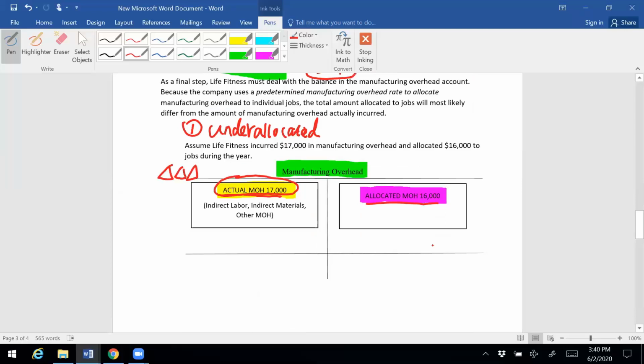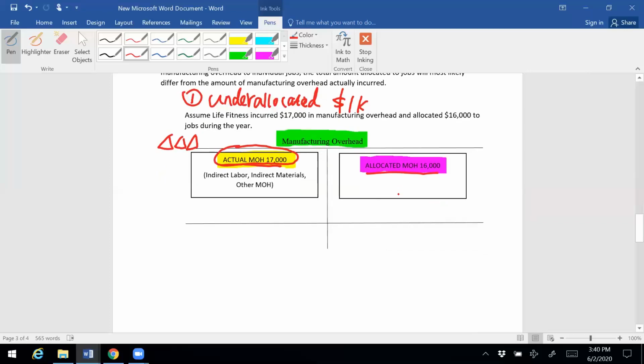We under allocated by 1,000, which means our finished goods is under costed by 1,000. So our cost of goods sold is undervalued by 1,000. So what we should do, we have to increase our cost of goods sold. We have to adjust by 1,000 and then credit our manufacturing overhead by 1,000.